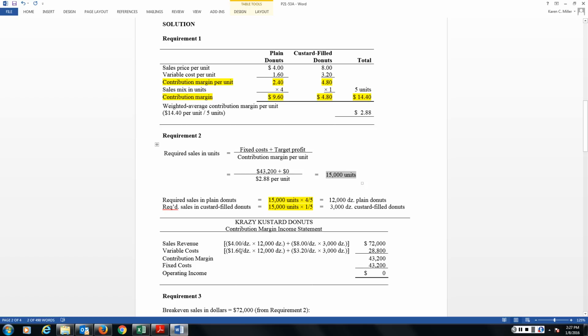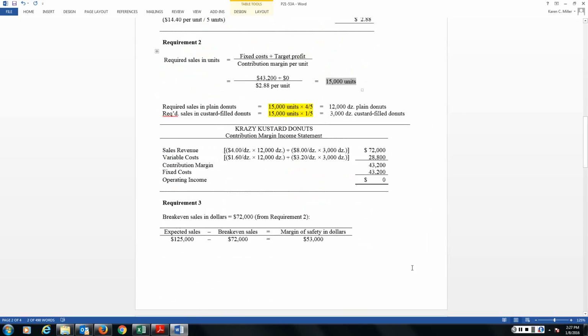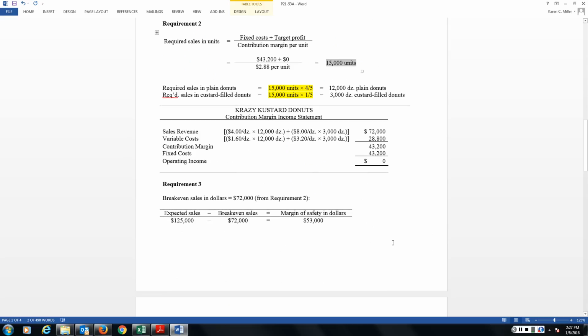Our variable costs were $160 for the plain, $320 for the custard filled. Once again, back to our prediction of the number we need to sell, and I can see that my sales will cover, my contribution margin is $43,200, and that will exactly cover my fixed cost, giving me operating income of $0. So we can calculate break-even in units, and we can calculate break-even in dollars as well.